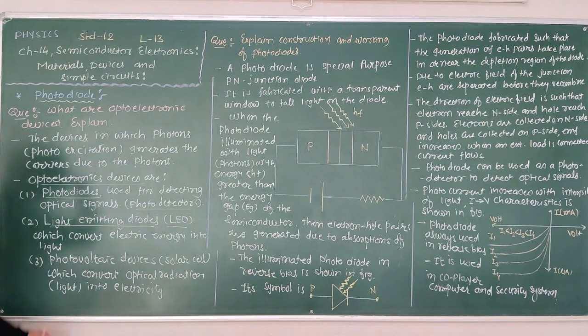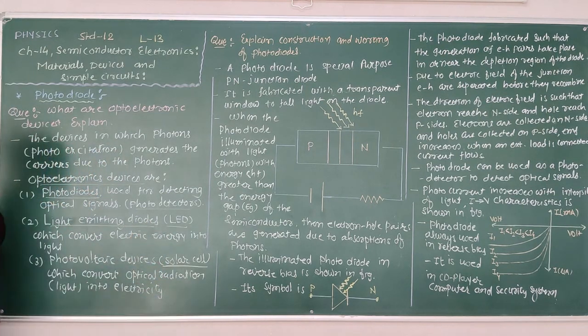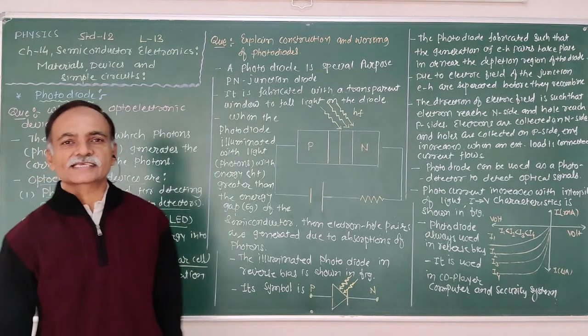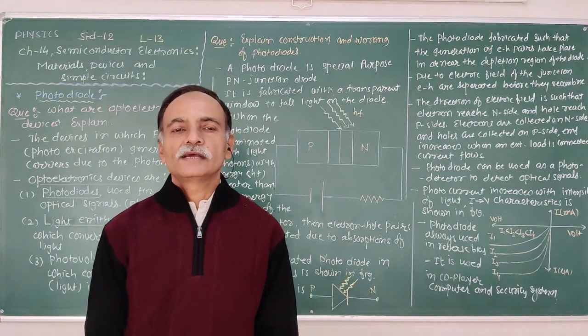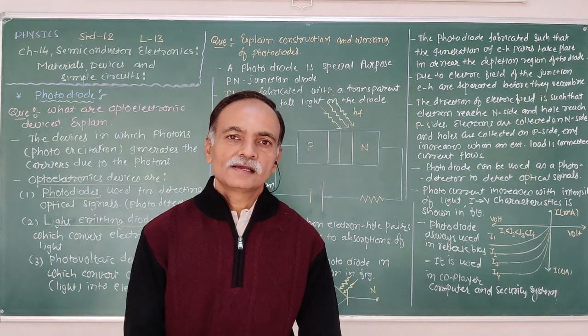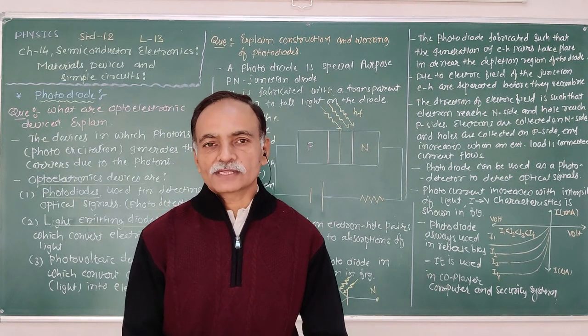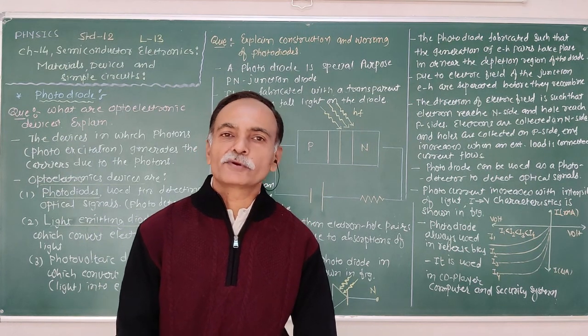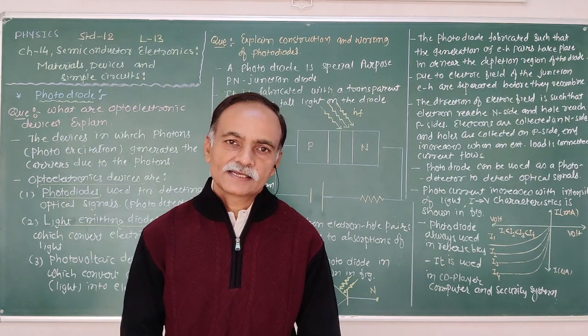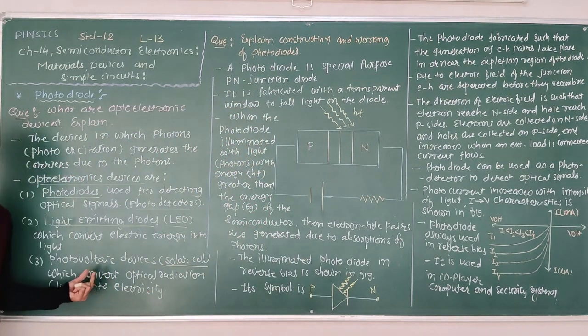And the third optoelectronic device is the solar cell. At present we are using it to produce electricity at our home, in the form of a solar panel, right? By constructing a solar panel on the terrace of our house, we can produce our electricity. This solar panel is formed by solar cells. In a solar cell, PN junction diodes are used.